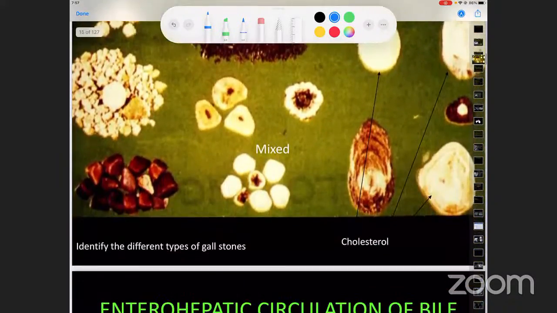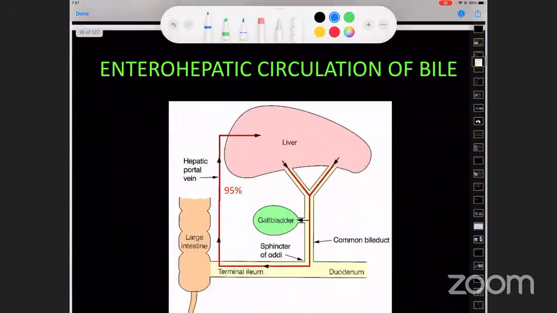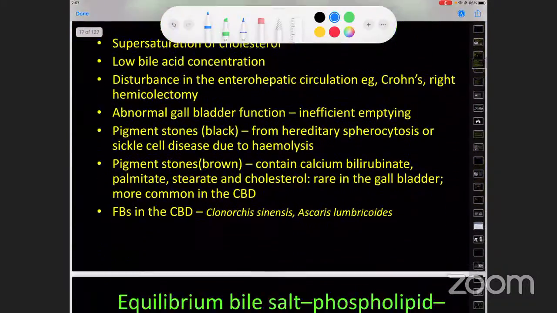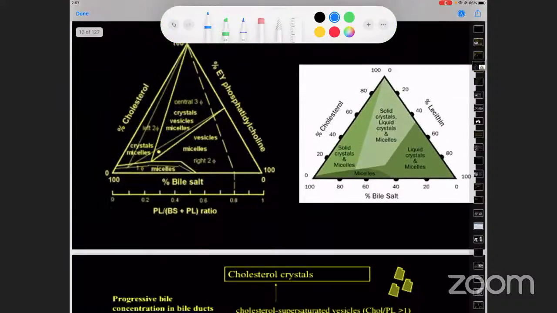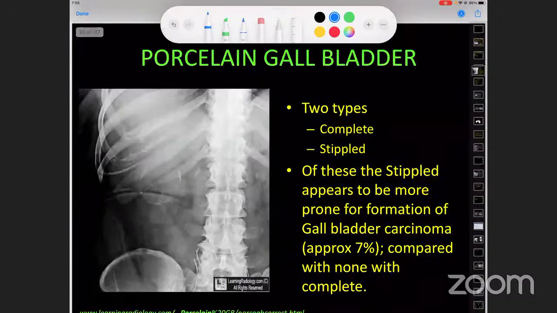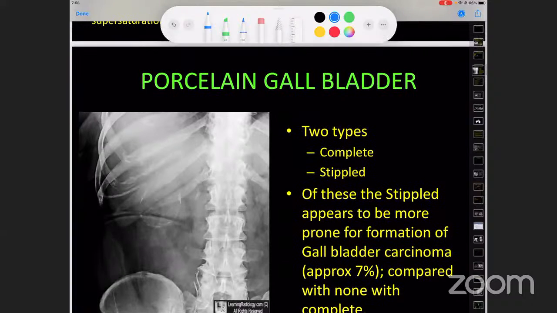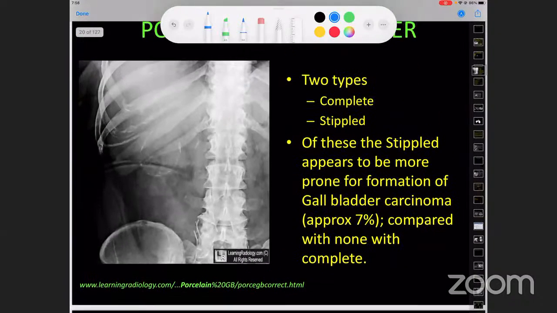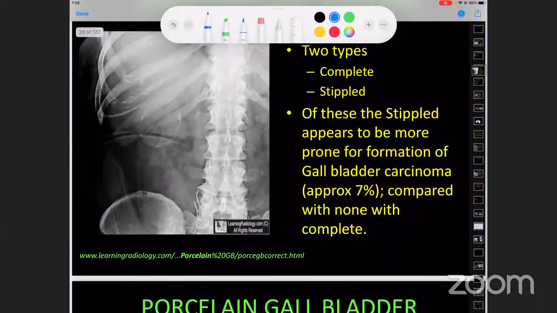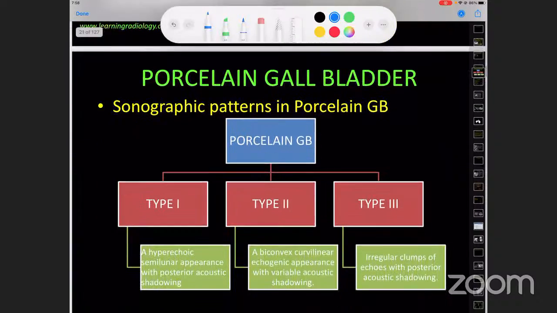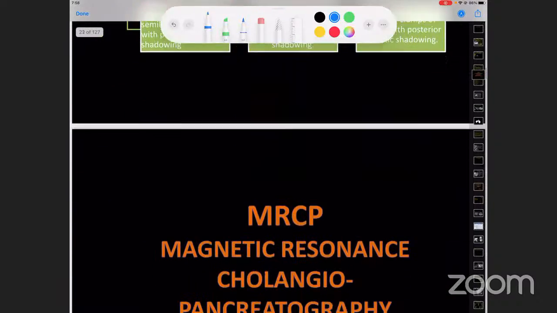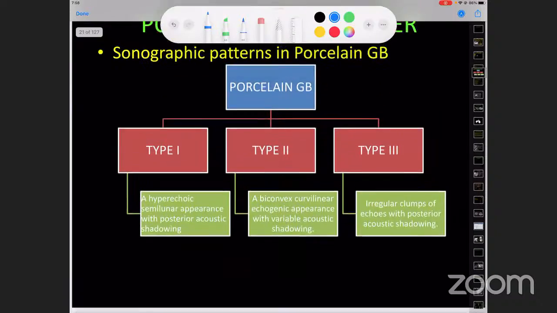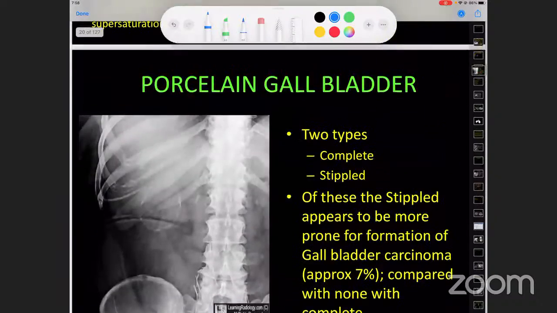Now, ladies and gentlemen, I think we have had an interesting discussion this evening. We will end the discussion today with a very important entity. This is one of the images of a porcelain gallbladder. We have our image credits from Learning Radiology, and this is one of the very interesting diseases called a porcelain gallbladder. It's important to realize there are three types, Ramanuj, on an ultrasound scan.